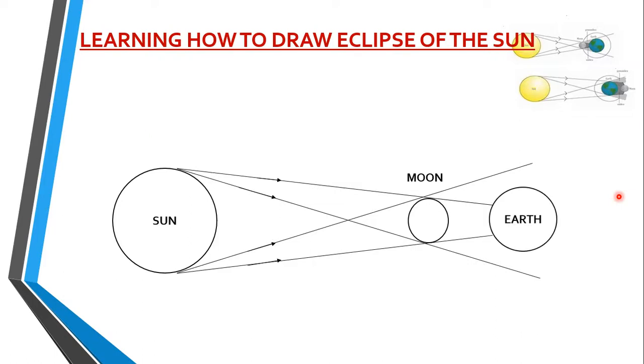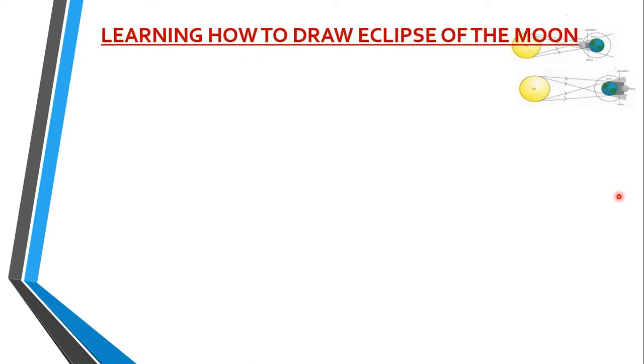And now you add your earth and label the parts where we have total darkness or umbra as total eclipse, and then the partial parts as partial eclipse or penumbra. I hope you have got the procedure right. And practice drawing, because I am going to ask you in your next assignment to draw this diagram for me, and I hope you can do it. So now let's move on to how to draw eclipse of the moon.